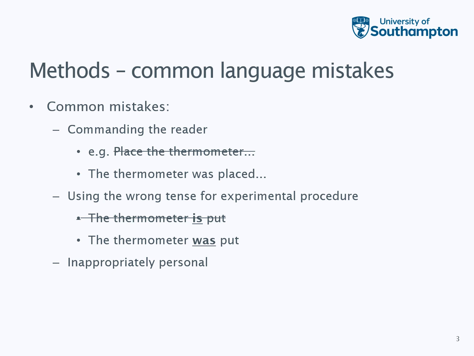Another issue is using the wrong tense for the experimental procedure. Sometimes people use the present tense. The thermometer is put somewhere, that would be the present tense. This would be the wrong tense because we're giving an account of what we did, the procedure we used in the past. Obviously, we should instead say the thermometer was put in the liquid, past simple. Notice I said for the experimental procedure.